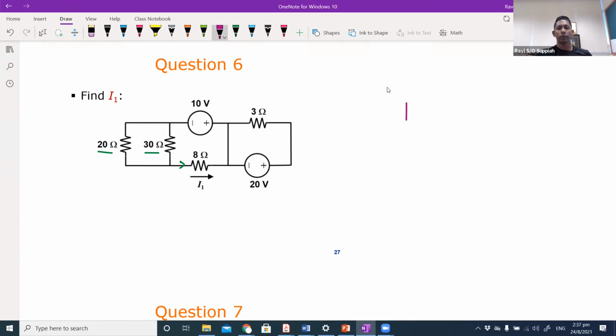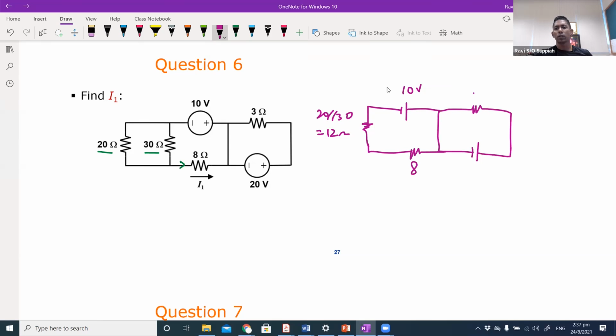So I will have 10 volts here plus 20 parallel 30. So 20 parallel 30, I will get 12 ohm. And then 8 ohm. And 20 volts. Now what I want is to find this current here, I1.